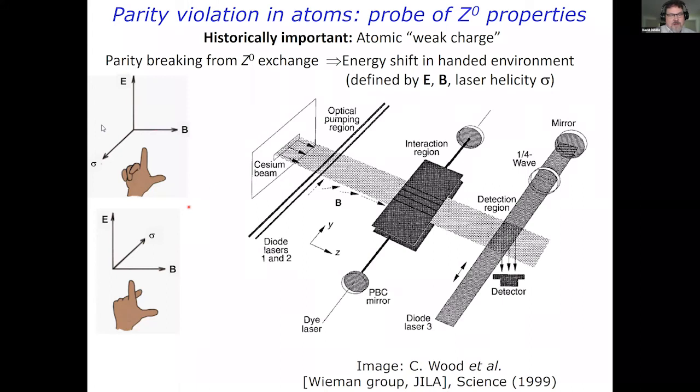And the most famous example of this was an experiment done by Carl Wieman's group that was published over two decades ago now, where they used a thermal atomic beam of cesium atoms interacting in an electric field and a magnetic field in a very intense circularly polarized laser beam.